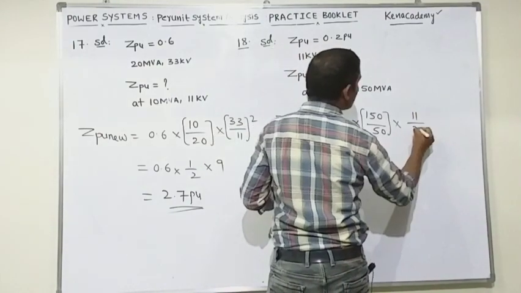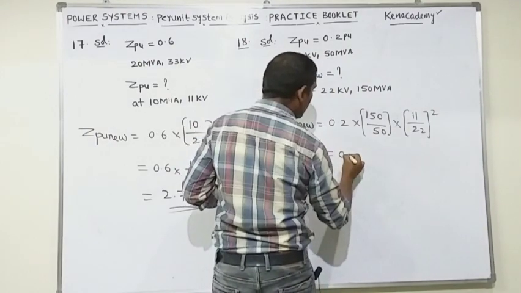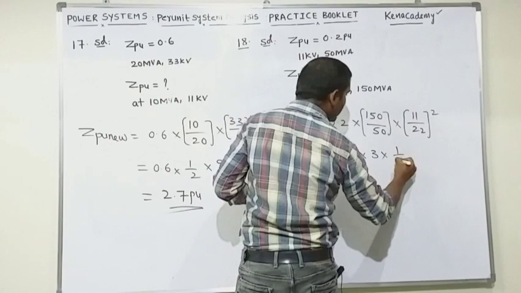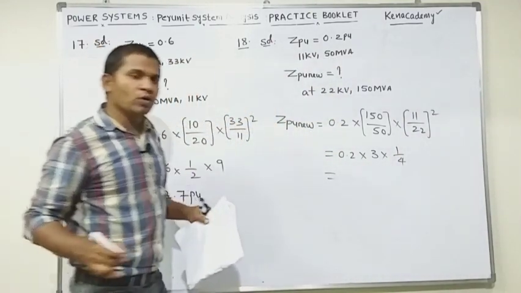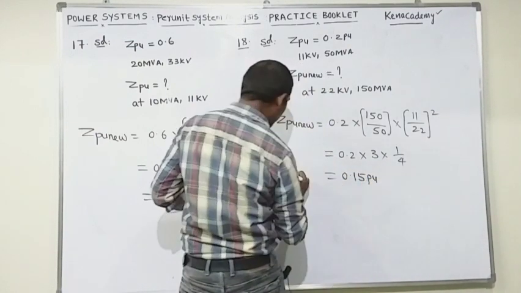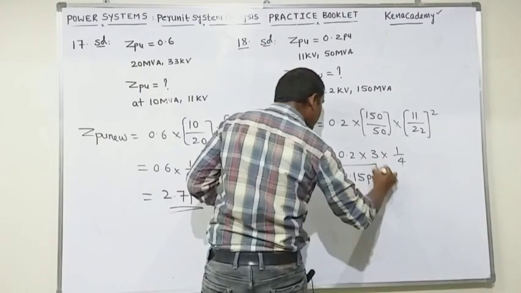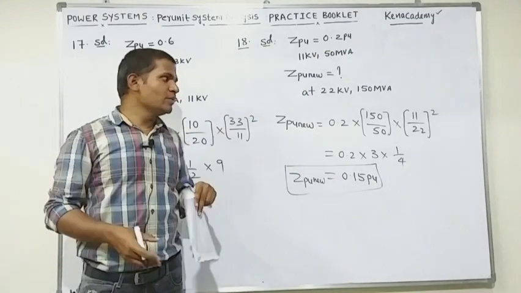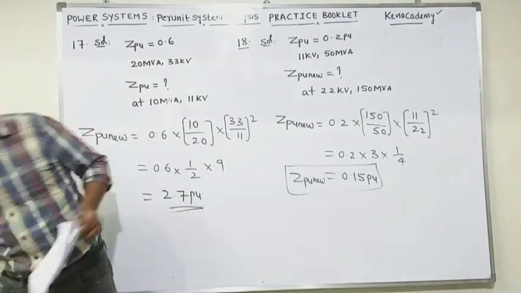Then kV old is 11, kV new is 22, whole squared. Then how much can we get? 0.2 into, this is 3 times, this is 1 by 4. Then 0.6 by 4, which gives 0.15 per unit. This is Z per unit new. This is the question asked in APSPDCL 2014. Clear? It's very simple.